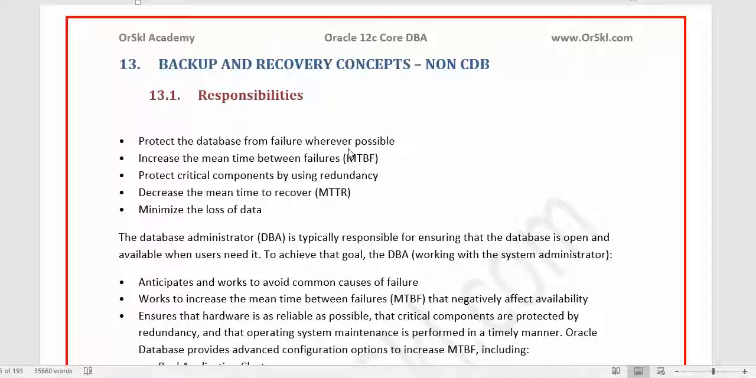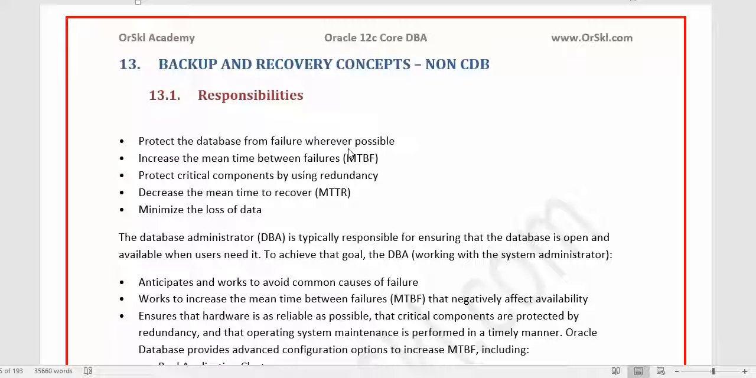So coming back to the current session, we are in the 13th chapter, which covers concepts around backup and recovery. When I say concepts around backup and recovery, we are not going to perform any backups and recoveries in this chapter. The 14th chapter will purely concentrate on performing backups. The 15th chapter will purely concentrate on performing recoveries.